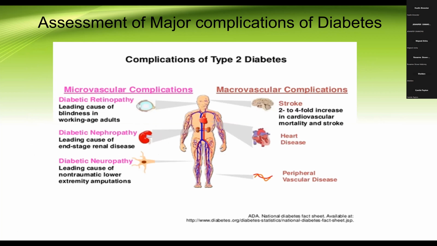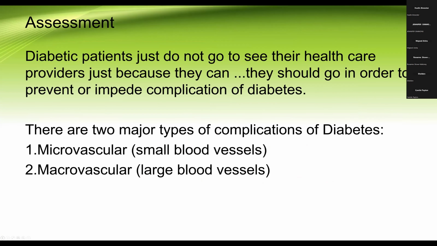Sometimes patients come to the clinic or see the physician, and they believe it's just because it's their appointment, so they just show up. But the real reason why you go to see your doctor or your nurse or your healthcare professional is to prevent or slow down the complications from diabetes. There are two types of chronic major complications from diabetes, and we call them microvascular, meaning small blood vessels, and macrovascular, meaning large blood vessels.